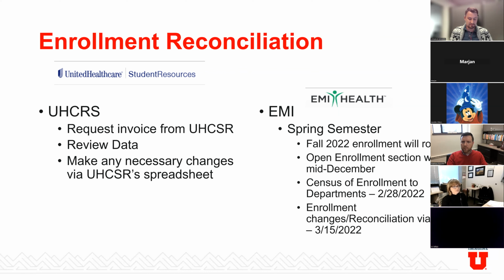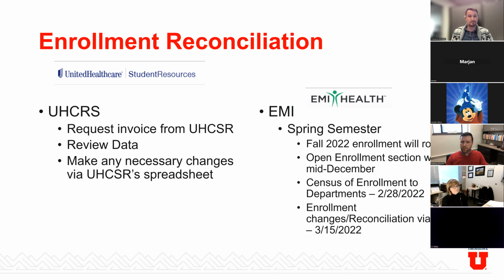In order to reconcile your enrollment, we're probably already past this, and hopefully y'all have already paid your fall invoices, or if you enroll your students on an annual basis. The only way that you can reconcile your enrollment with United Healthcare is to ask for an invoice from United Healthcare, and then you review that data, and then you make any necessary changes via the spreadsheet. And this will be the same process that you'll follow for the spring.